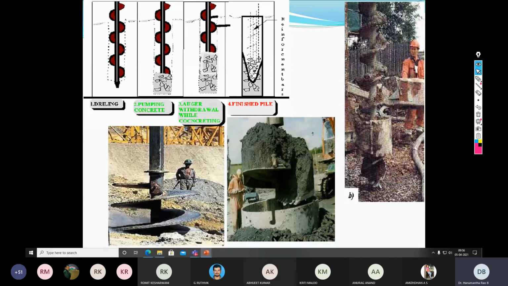You can see how big the auger is. They are scooping out the soil with the help of the augers. The diameter of this auger is more than 1 meter.